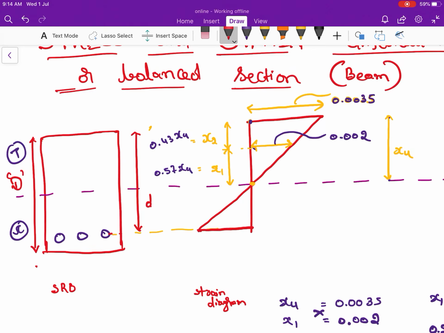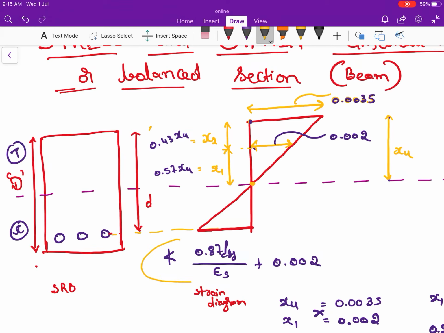Now at this point, we can see the maximum compression at the compression zone. It should not be less than 0.87 Fy divided by ES plus 0.002. Okay, ES is nothing but Young's modulus of the steel. Fy is the tensile strength of the steel, that is 0.87 Fy divided by ES plus 0.002.